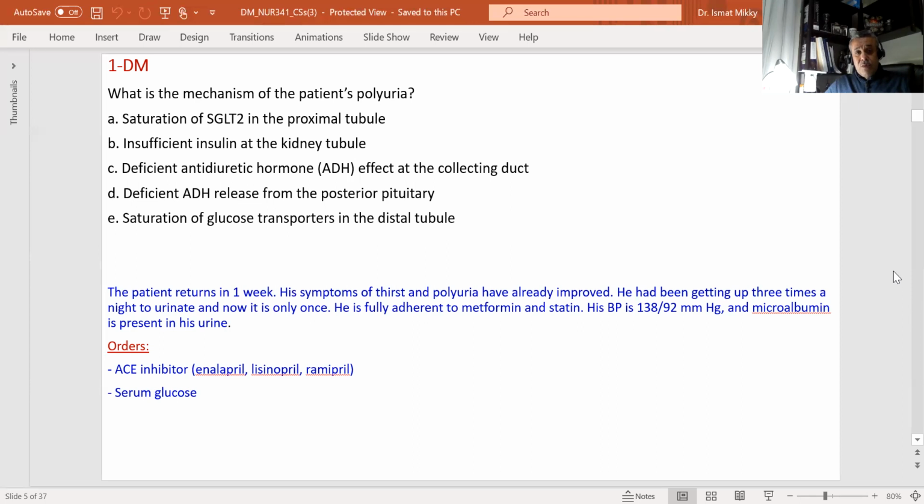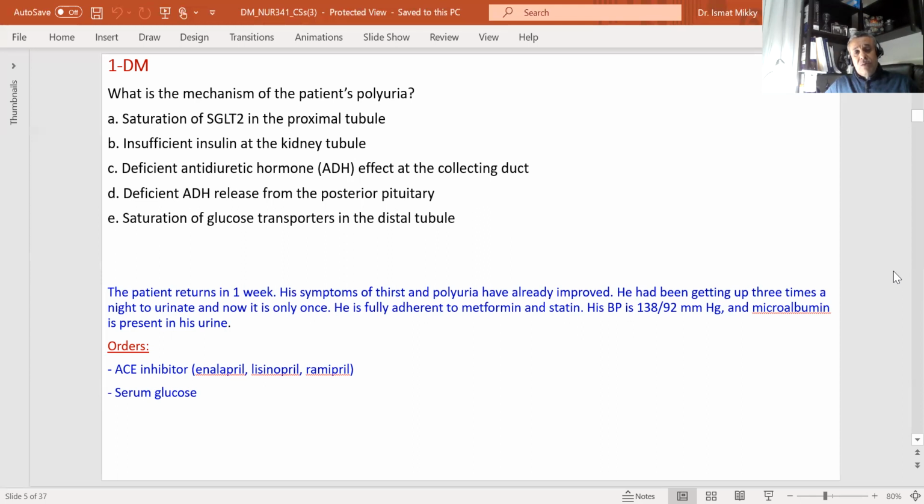So the patient returns in 1 week. Symptoms of thirst and polyuria improved to a large extent, and the patient is fully adherent to the metformin and statins.